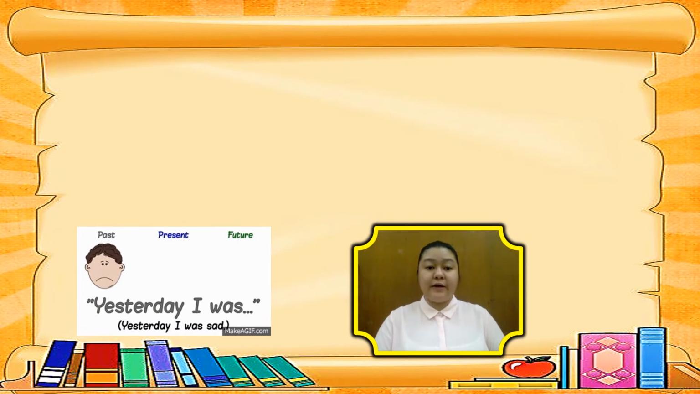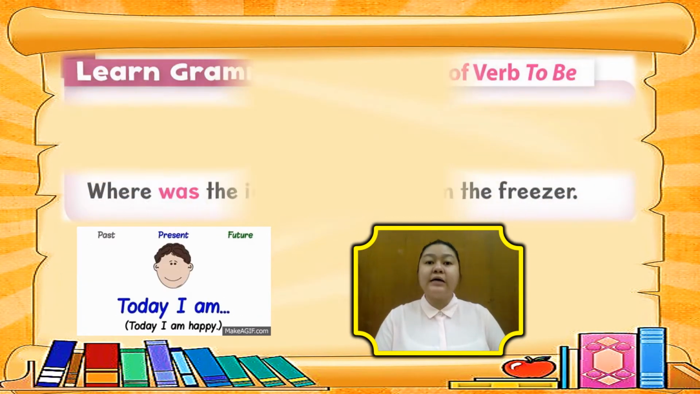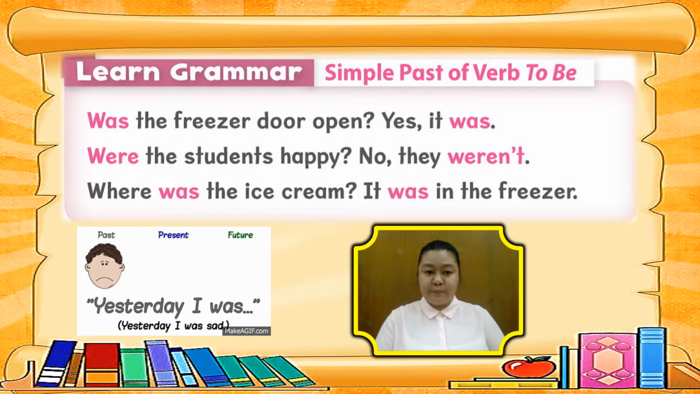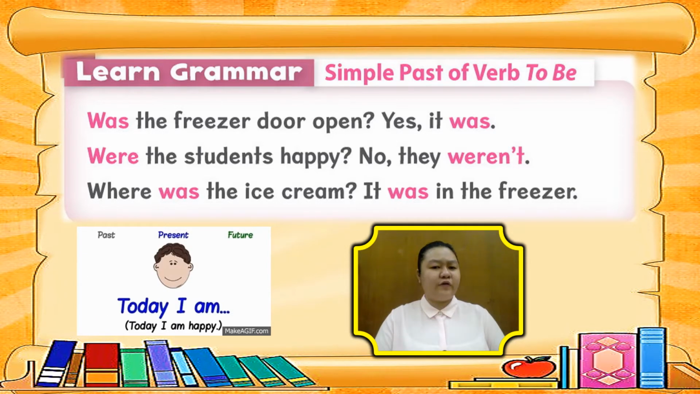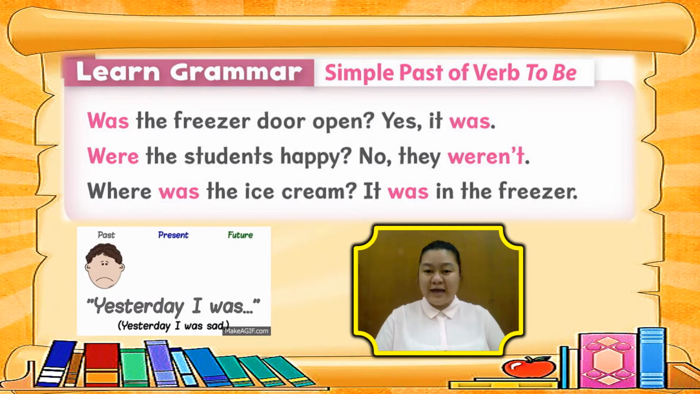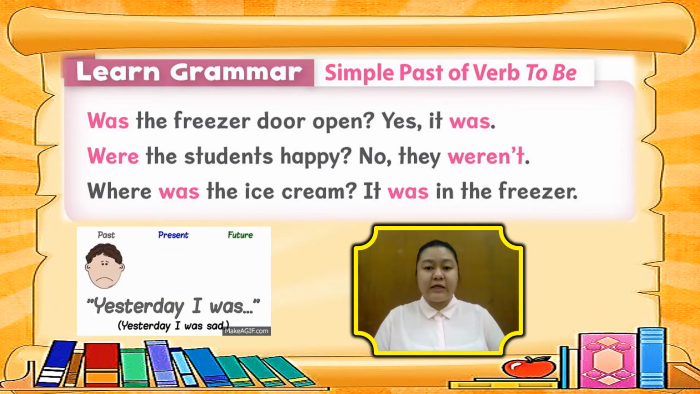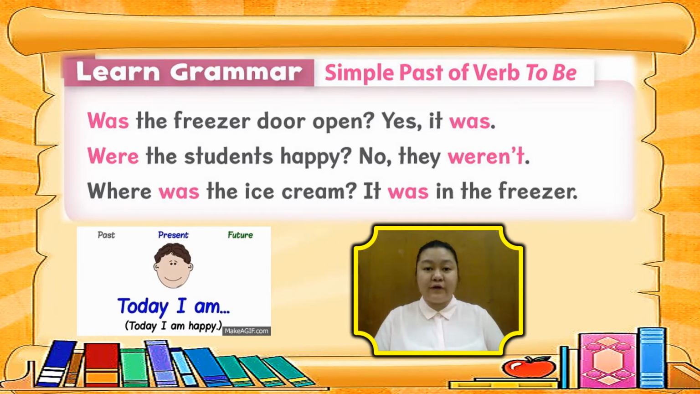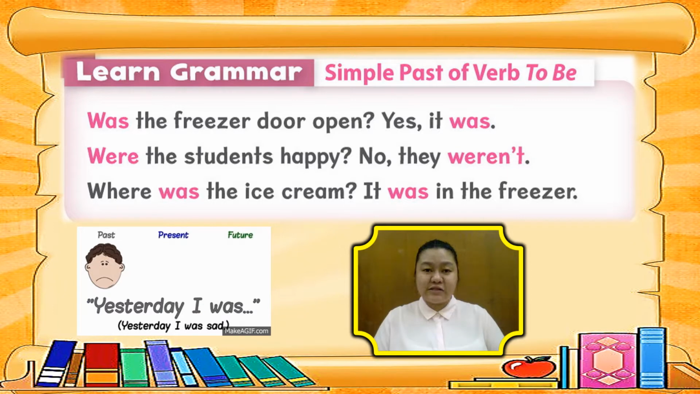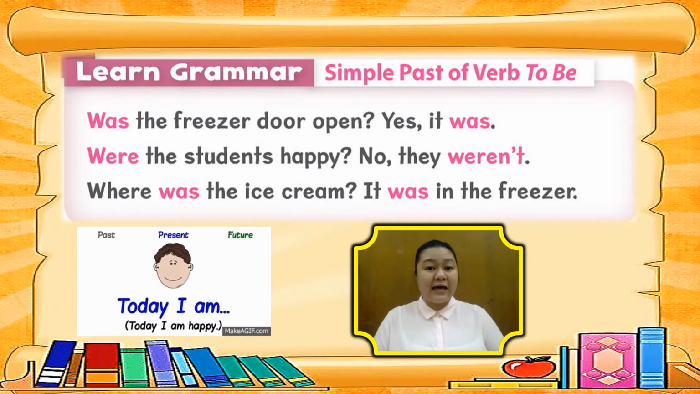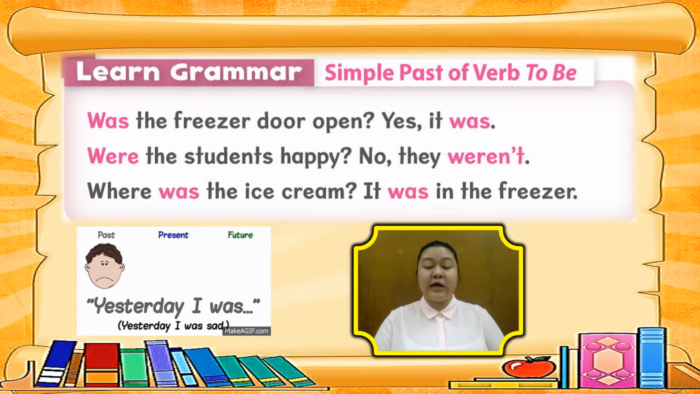Our new topic is all about simple past of verb to be. Now we have here some examples. Was the freezer door open? Yes, it was. So the word was there is our verb in its past tense form. Instead of using is, we will be using was.